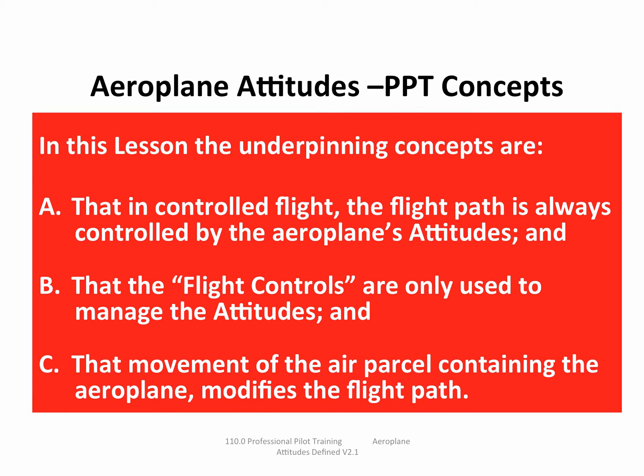In this lesson, the underpinning concepts are: A, that in controlled flight, the flight path is always controlled by the aeroplane's attitudes; B, that the flight controls are only used to manage the attitudes; and C, that movement of the air parcel containing the aeroplane modifies the flight path.